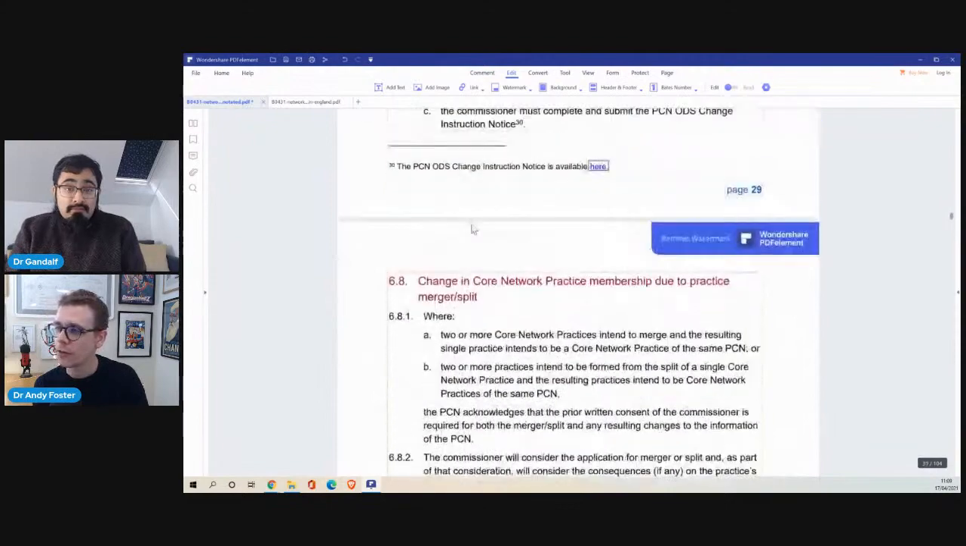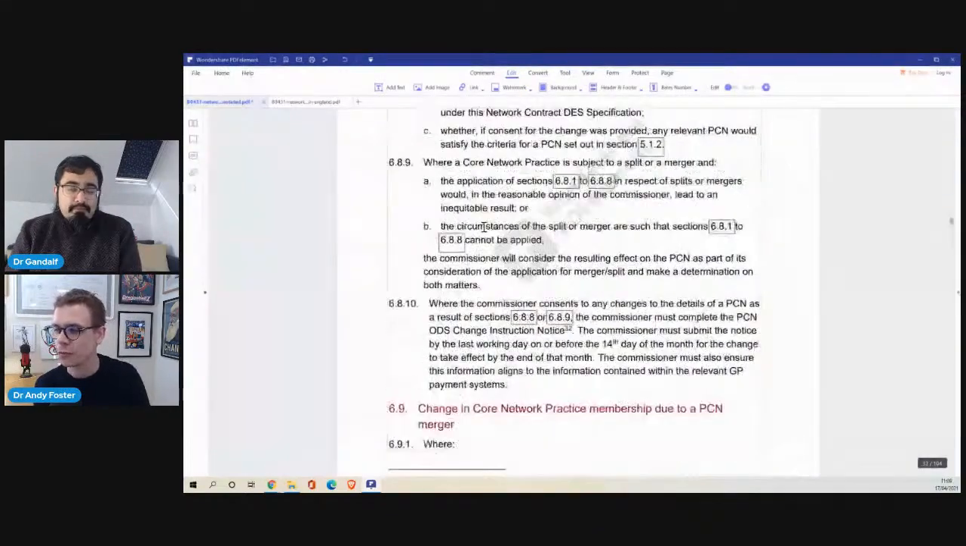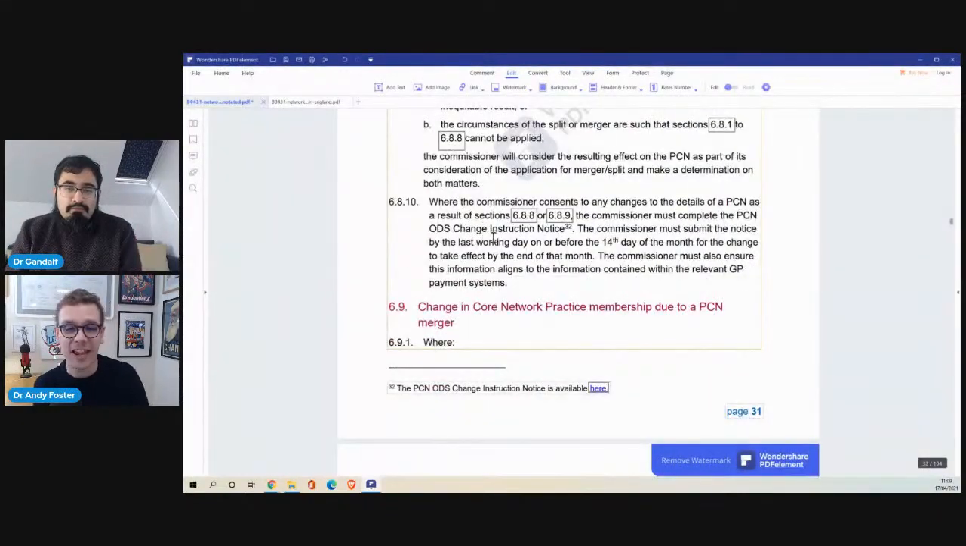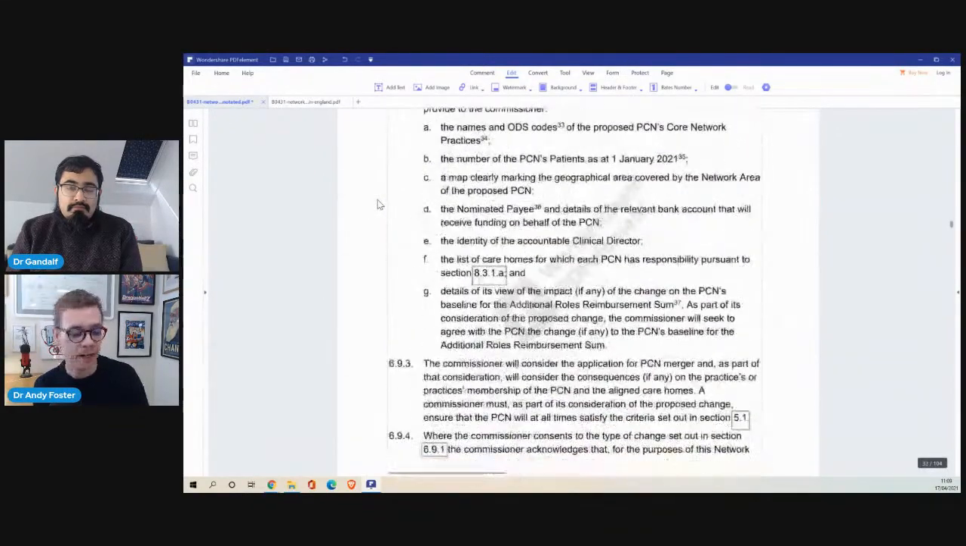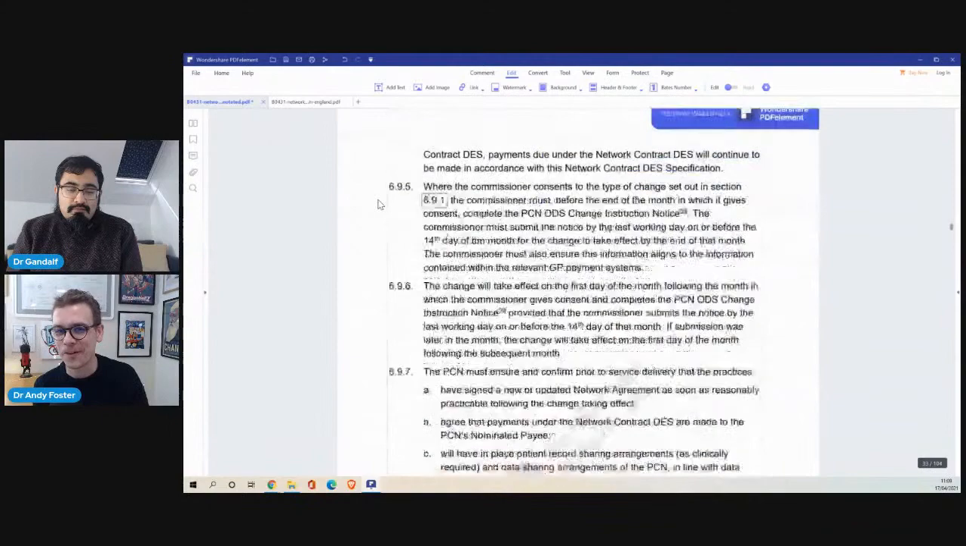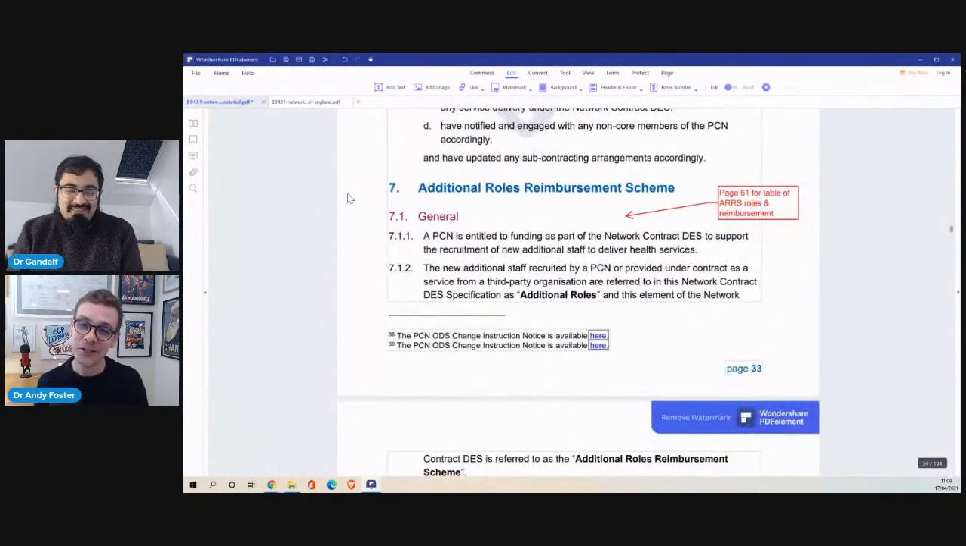Yeah, just scrolling through a few sections, talking about what happens if practices merge, split, or need to leave. So just indicating the content of this section, and that if things like that are happening within your network, this is where you can find some guidance about what to do. I can tell my scrolling finger is going to be very tired by the end of this 3-page document. There we go. So here we are, section 7.